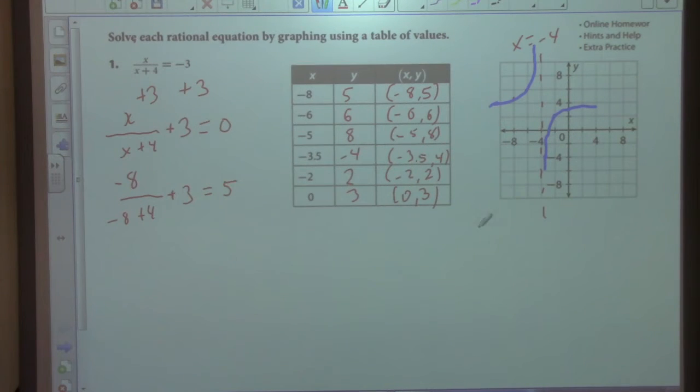So on this graph here, how are you going to identify the solution? Where do you find the solution to this? Where the graph does what? Well, it turns everywhere, right? Where the graph does what?